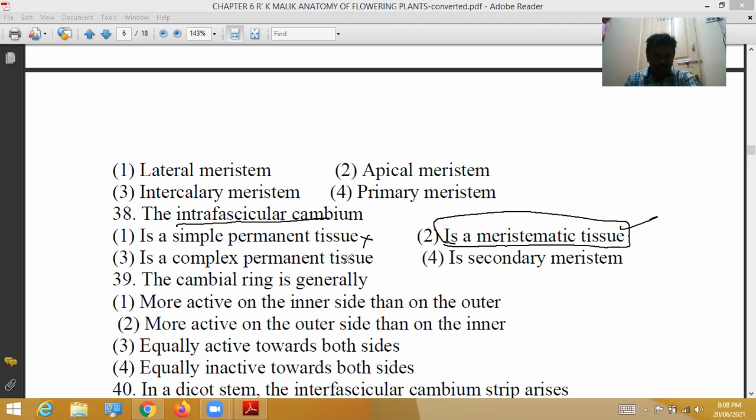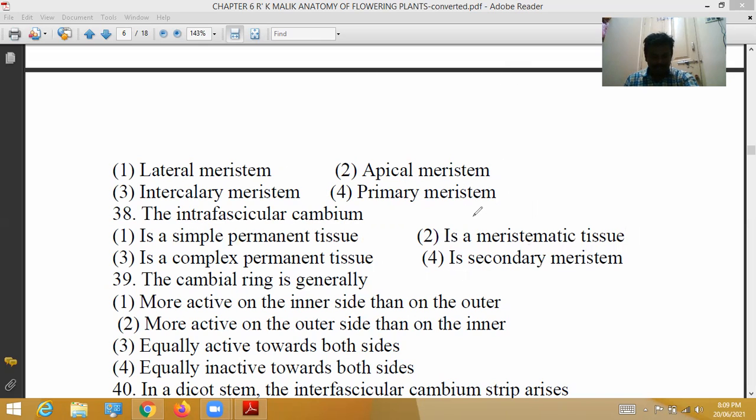Next, is it a complex permanent tissue? It is not a complex permanent tissue. It is not a simple permanent tissue. Is it a secondary meristem? It is not a secondary meristem. The intrafascicular cambium is a meristematic tissue and is responsible for primary growth. For secondary growth, it is the lateral meristem. So for that 30th question, the correct option is 2.